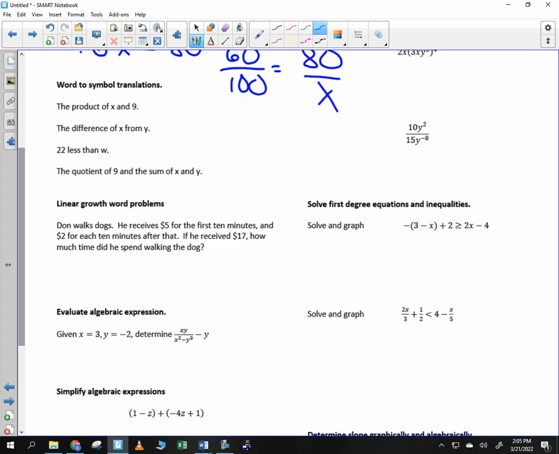Words to symbols. Product of 9 and x: 9x. Difference of x from y: y minus x. 22 less than w: w minus 22. Quotient of 9 and the sum of x and y: 9 divided by the quantity x plus y.